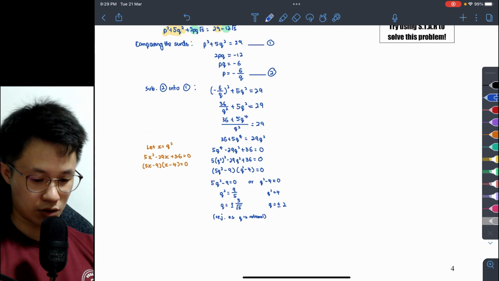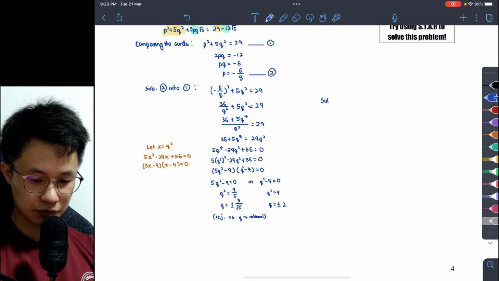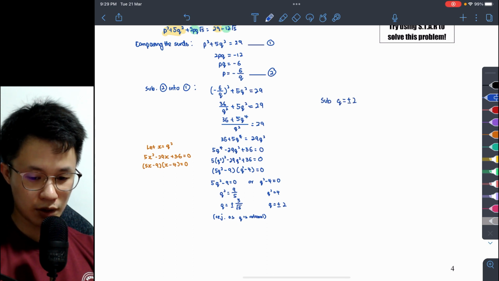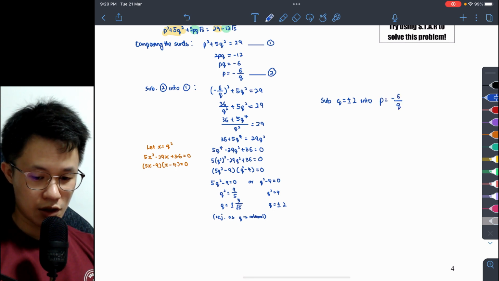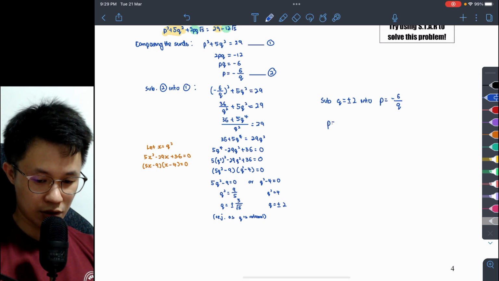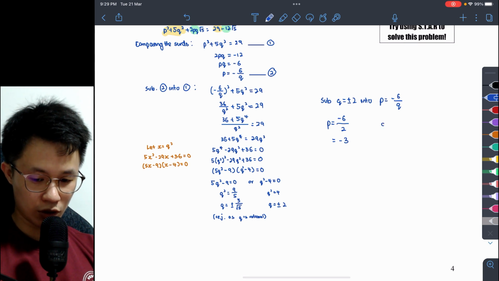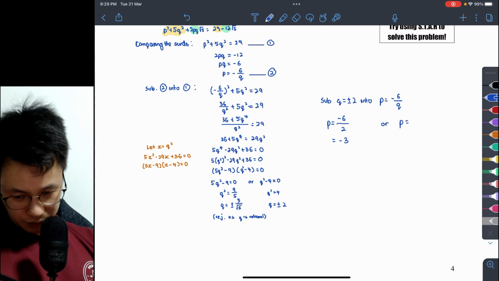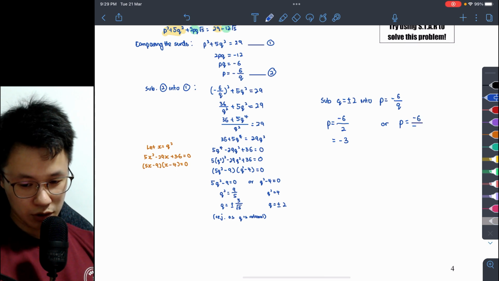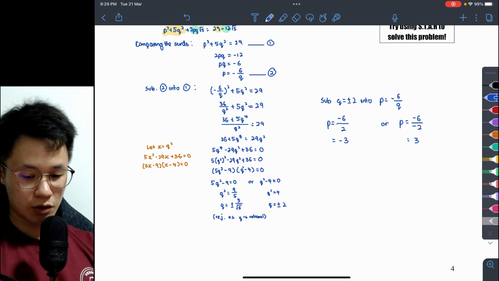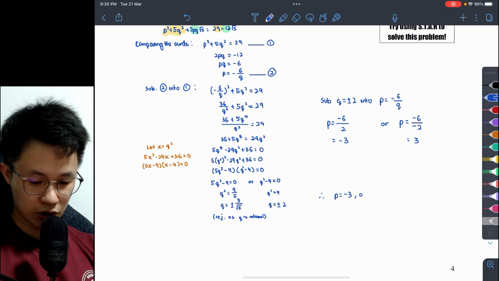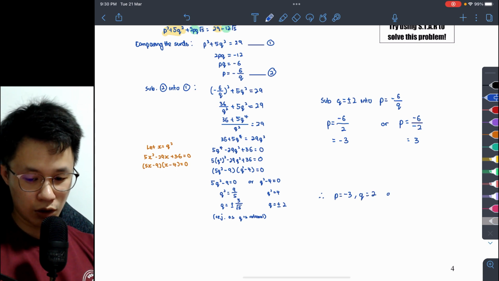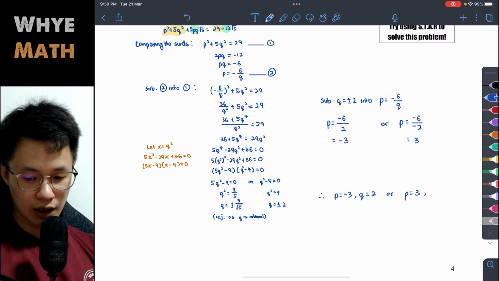So what you're going to do here is now sub q equals plus minus 2 into p equals negative 6 over q. So the first one is p equals negative 6 divided by positive 2, you'll get negative 3. And when q is equal to negative 2, p is equal to positive 3. So therefore, p equals negative 3, q equals positive 2, or p equals positive 3 and q equals negative 2.